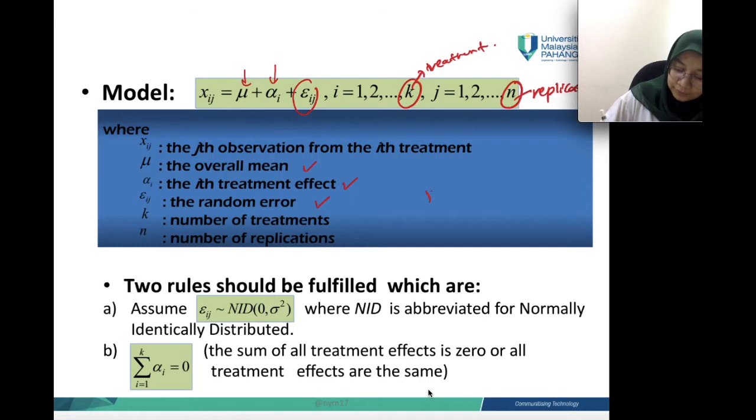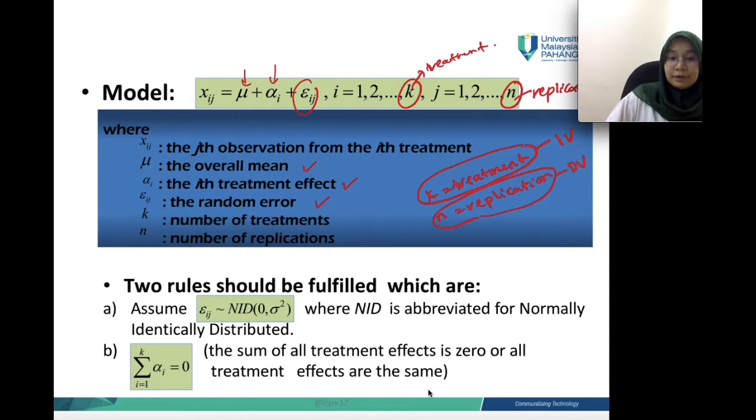You have K, K is treatment. And you have N, N is replication. So I repeat again: treatment comes from the independent variable. Replication comes from the dependent variable. So these are the assumptions. Two rules must be fulfilled with these two assumptions.